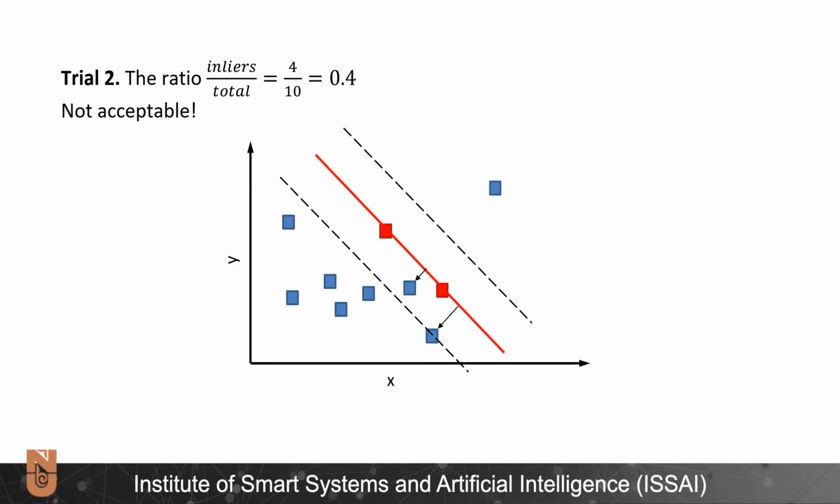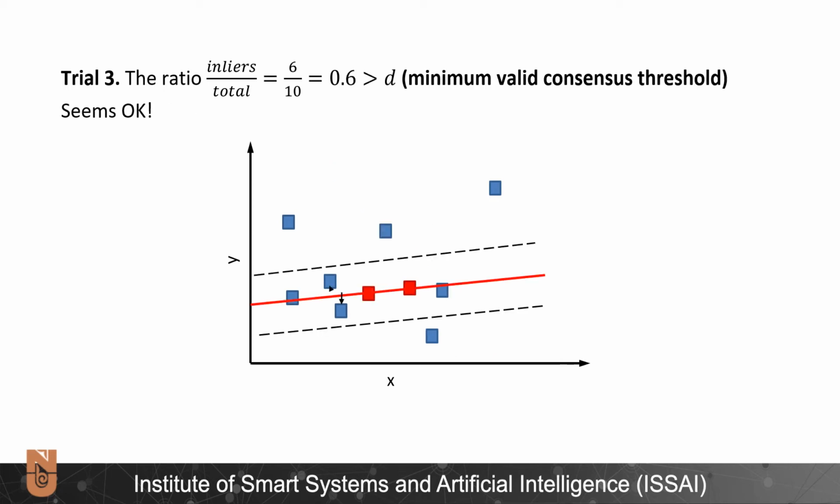Now let us try another trial. We have selected randomly another 2 points, estimated the line crossing these 2 points, and by plotting the threshold lines we see that the ratio is equal to 0.4, which is also not acceptable. So trial 3. In this case we see that the ratio of inliers to total data points is equal to 0.6, which seems to be okay, and for this problem is bigger than the minimum valid consensus threshold.